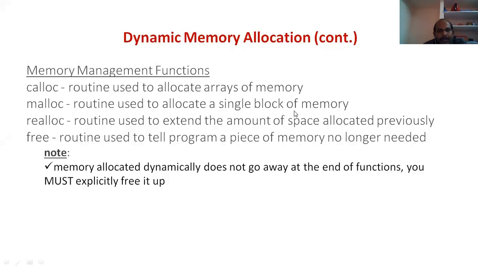So if malloc has 40 bytes, with realloc you can just extend the amount of space. And the free function is used to deallocate the memory. Whenever a program has used all the memory space and it is no longer going to be valid, at that time you can use free on the pointer to delete all the resources. So these are the 4 different memory management functions in C.